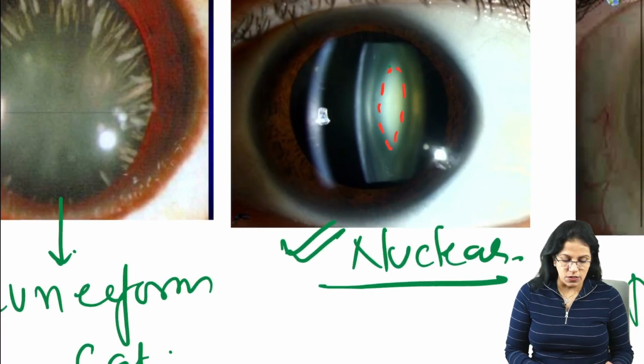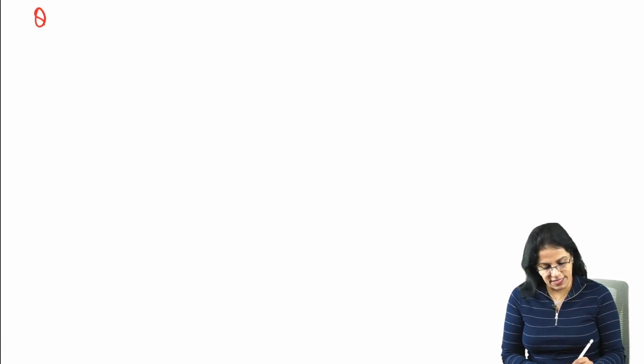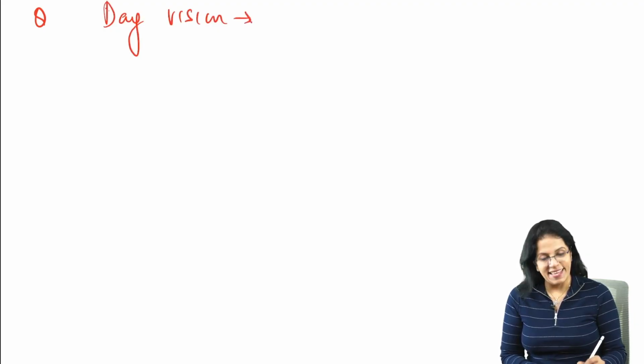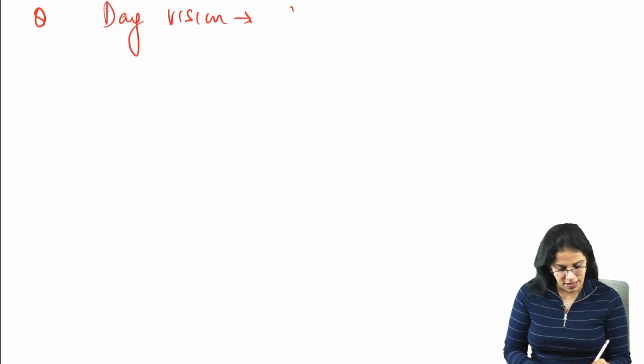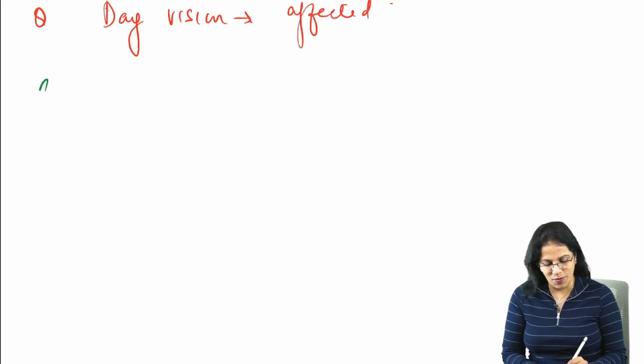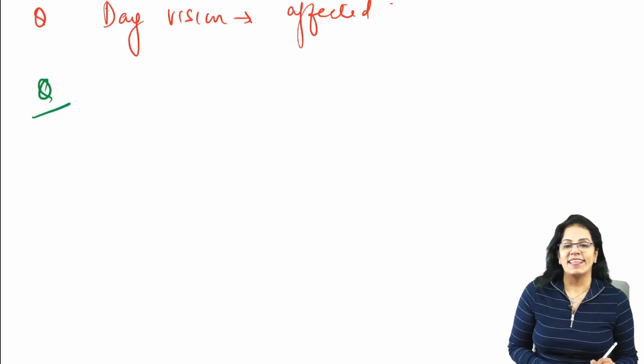Okay, nuclear cataract, what very important question do they ask? Number one, there will be difficulty in day vision, isn't it? So in nuclear cataract, day vision is affected. Day vision will be less because during the day the pupil is constricted and the central opacity is affected more, right? In nuclear.